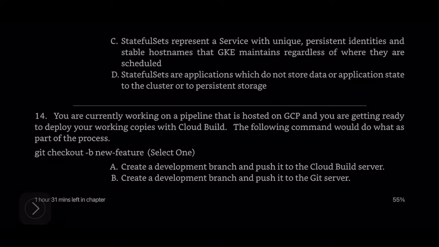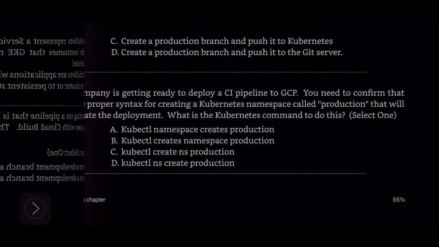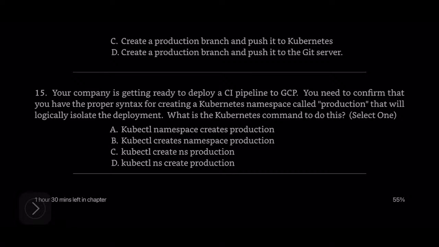Create a development branch and push it to the Git server. Create a production branch and push it to Kubernetes. Create a production branch and push it to the Git server.